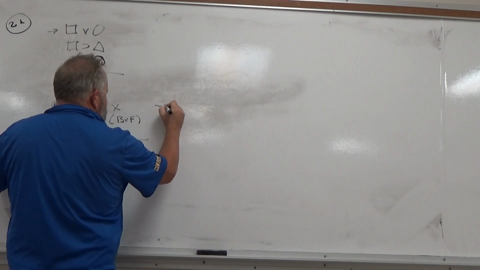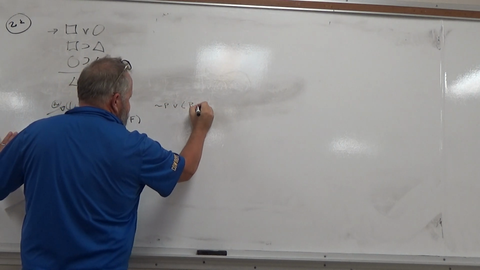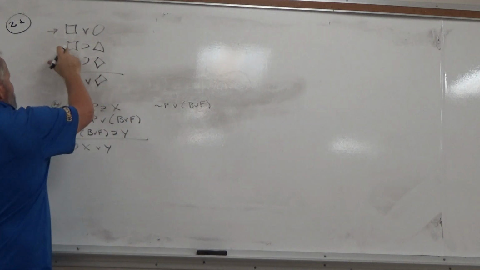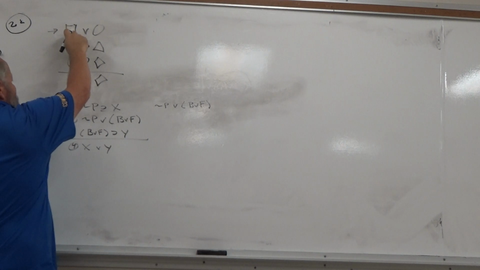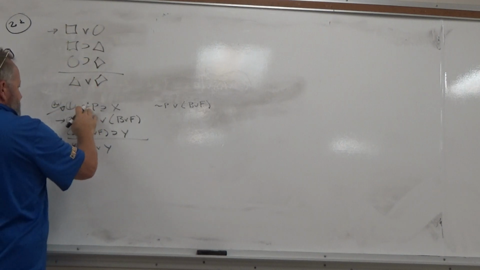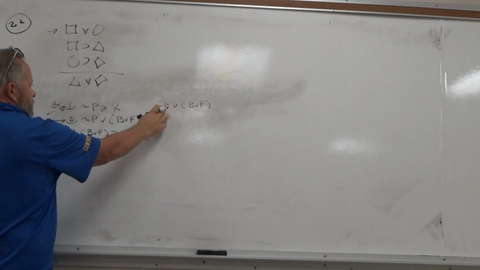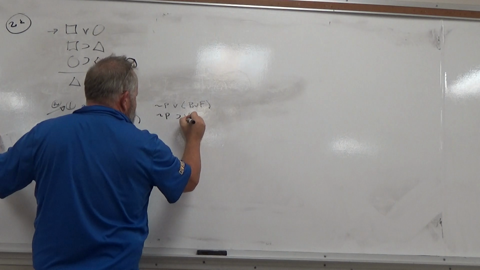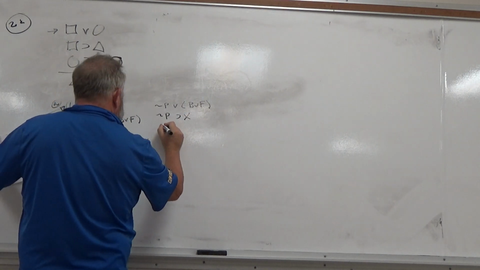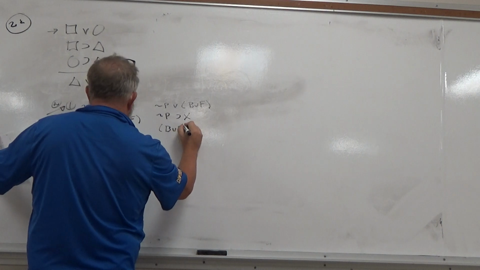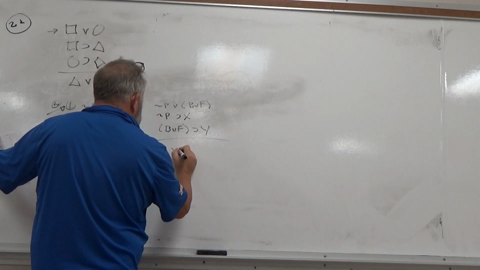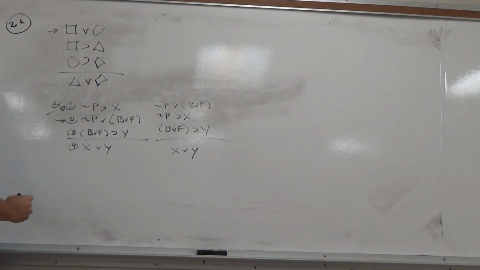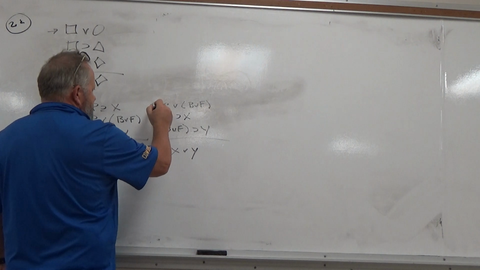So line 2 has my disjunction on it, so let me write that as the first premise. So I can reorder these premises. And then also notice that the second line is a conditional that starts with the first disjunct. So I have a conditional here and I have a conditional there. The first disjunct is not P, so I'm going to write this line second. Not P, then X, and that will leave this last line B or F, then Y, with the conclusion X or Y.